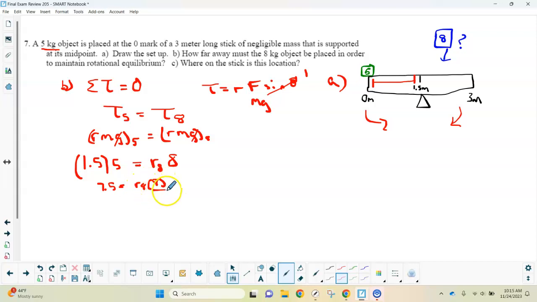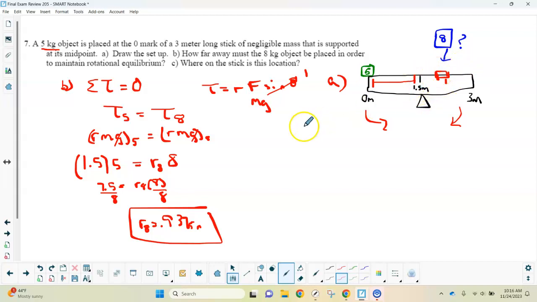And then you divide through by 8, and you'll get a number that's slightly less than a meter. So it's 0.9375 meters. That is the distance it is away. So it's going to go like here, or maybe in here somewhere. And that's what you need to do to get it to balance.